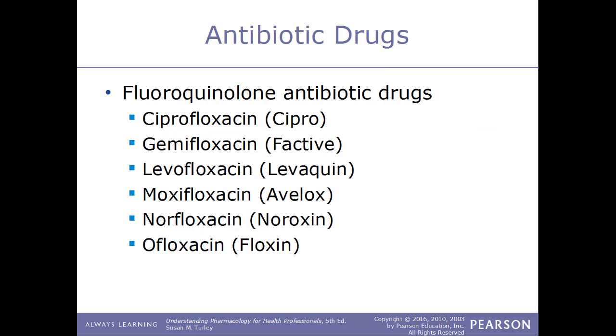And some examples of this type of antibiotics: ciprofloxacin, known by the brand name of Cipro; gemifloxacin, known by the name Factive; levofloxacin, known by the brand name of Levaquin; moxifloxacin, known by the brand name of Avelox; norfloxacin, known by Noroxin; and ofloxacin, known by the brand name of Floxin.